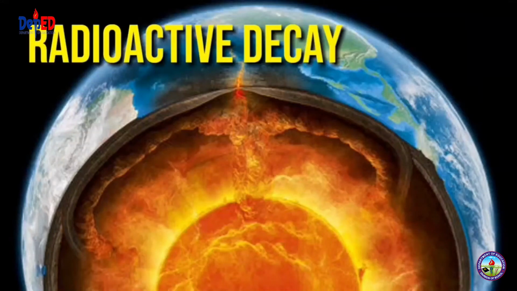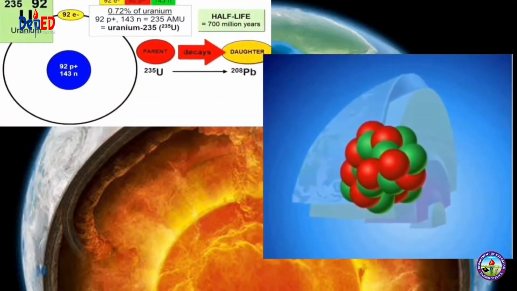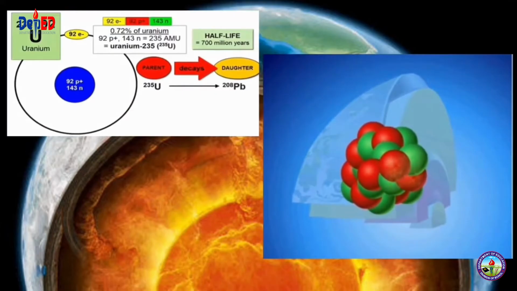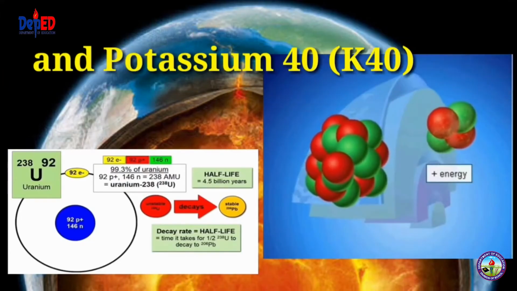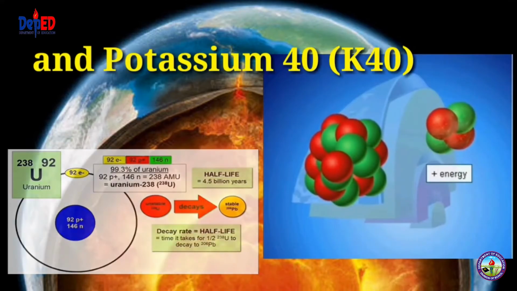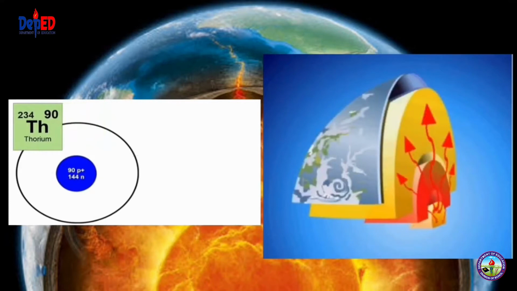A major source of Earth's heat is radioactive decay, which refers to the energy released when unstable atoms decay. The radioactive isotopes of uranium-235, uranium-238, thorium-232, and potassium-40 in the Earth's mantle are the primary source. Radioactive decay produces energy in the form of heat, and the heat generated reaches the surface of the Earth.